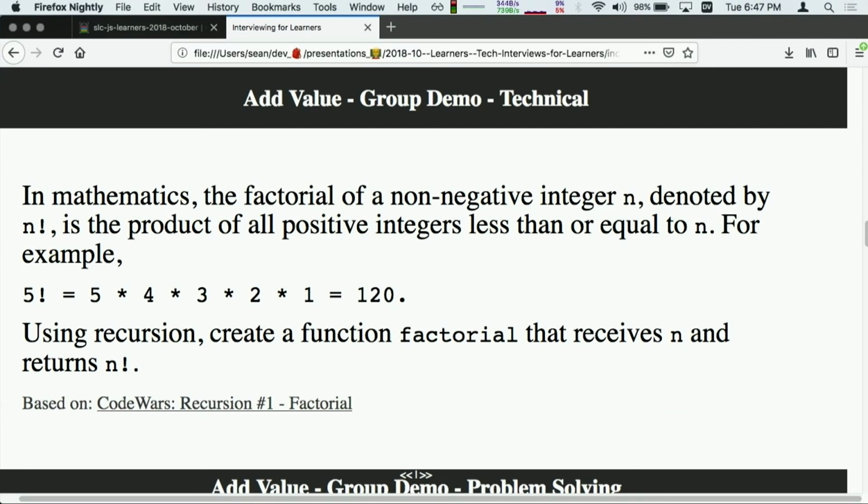Does anybody want to go into more detail on that? Just that plus the base case. Okay. And maybe checking that n is an integer. Yes, so having some checks on it.